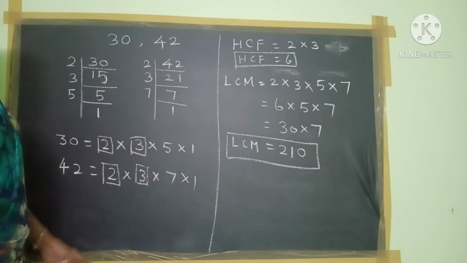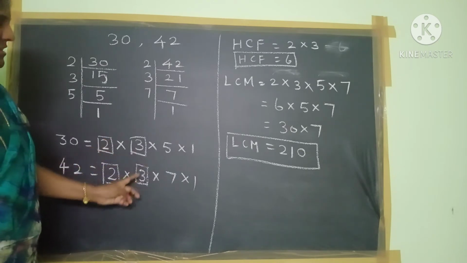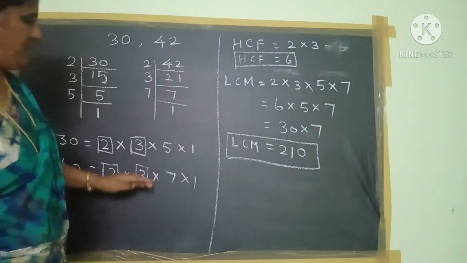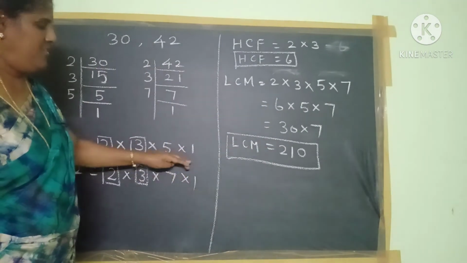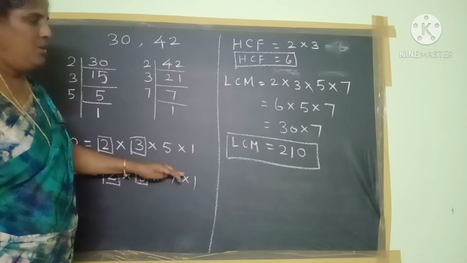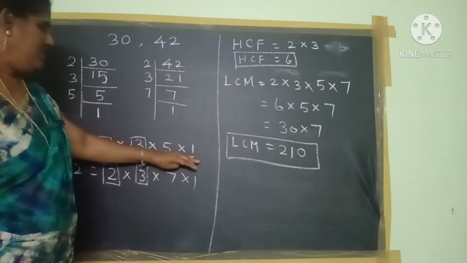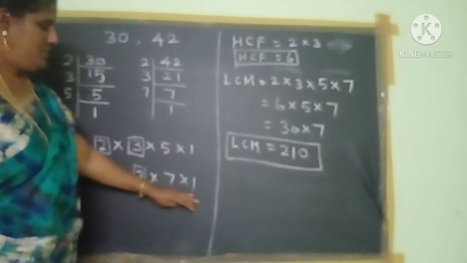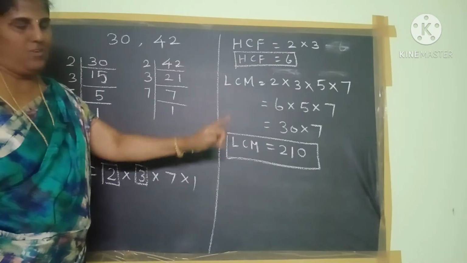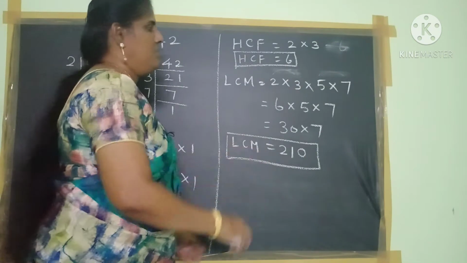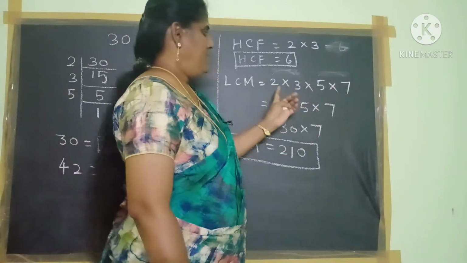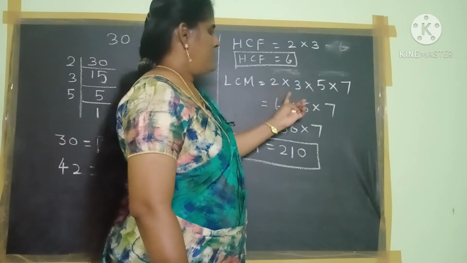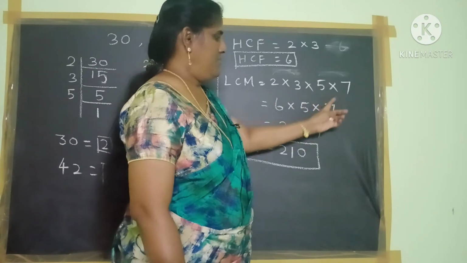Next LCM, the same method. First you write the common factors for both, one time. Next, whatever rest in both the factors, just take it. So in 30, 5 is remaining, so into 5. In 42, 7 is remaining, so you have to take 7. So next, after that, you just multiply all the numbers. First, step by step, I do the multiplication. 2 3s are 6, 5 into 7.